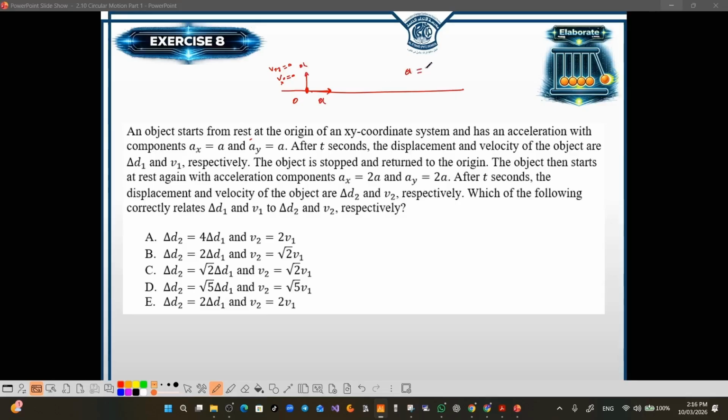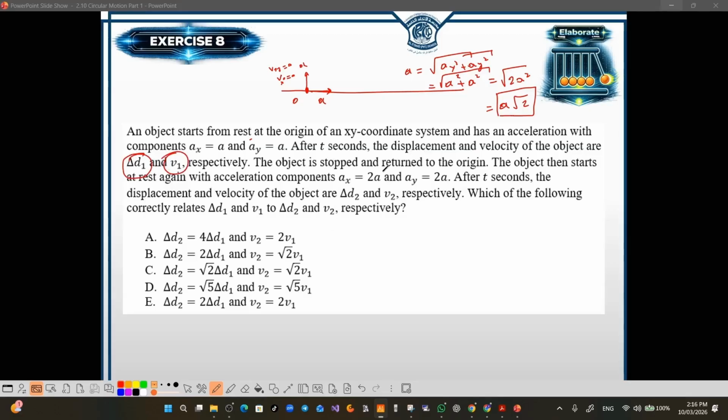So for the magnitude of the acceleration, one can say ax squared plus ay squared, which is equal to a squared plus a squared, and the answer will be 2a squared, so the magnitude is a radical 2. The square root of 2 is radical 2, and the square root of a squared is a. Let's keep this in mind. After t seconds, the displacement and the velocity of the object are delta d1 and v1.